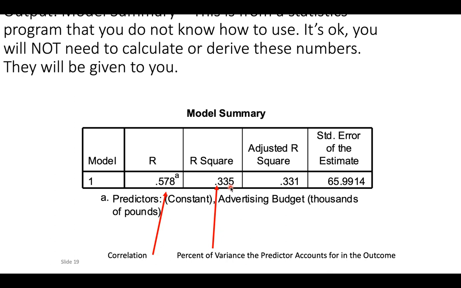So if you said, what makes one album sell more or less than another album? I can explain 33.5% of that difference using advertising budget. Other variables that I have not included in the model are responsible for the other 66.5% of the variance. So advertising budget explains about a third of the variability in album sales. But two thirds of the variability is still out there somewhere in the world from variables that we didn't include.